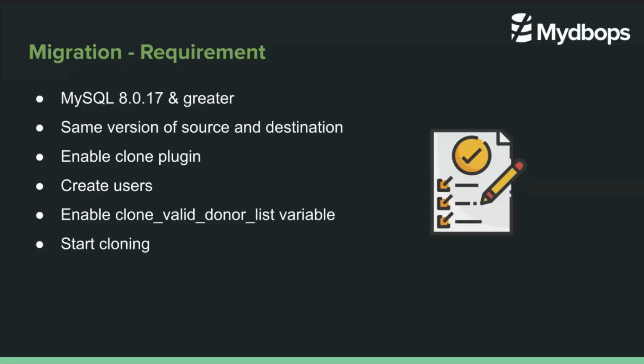Then enable the clone plugin. Since we are going to do the cloning, we need to enable it on both the source server and the destination server. Then we need to create the required user for taking the backup and for the restoration. You need to create it on both the donor and the receptor node. Then we need to make sure that the clone valid donor list has an entry, like an entry of a valid source server. I will explain that in the upcoming slides, and then we can start the clone.